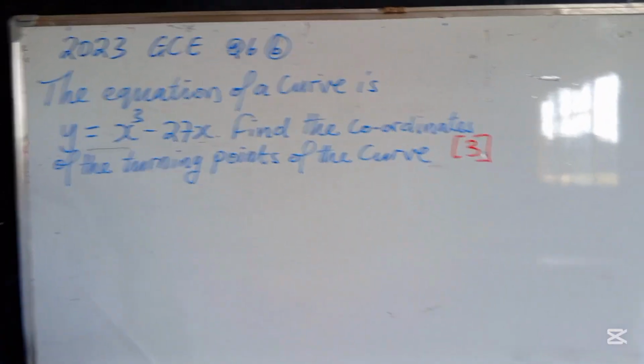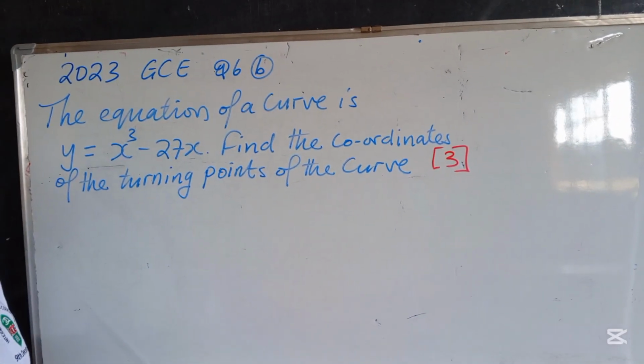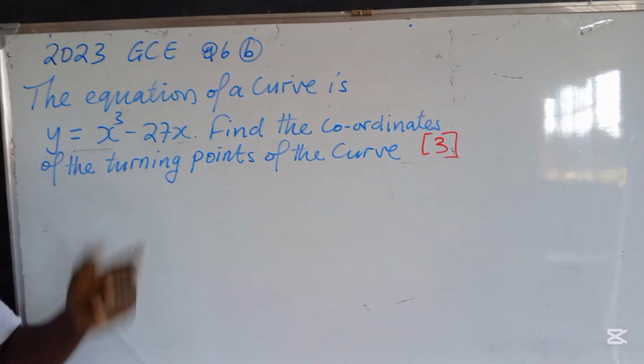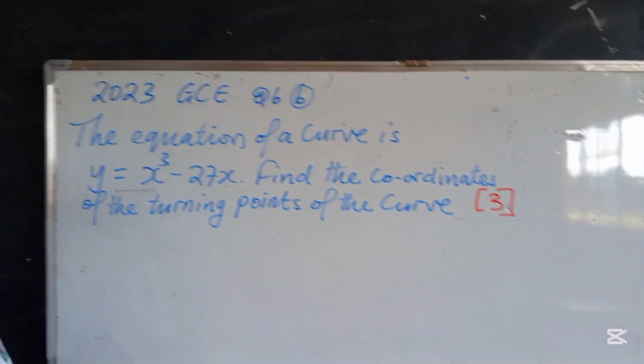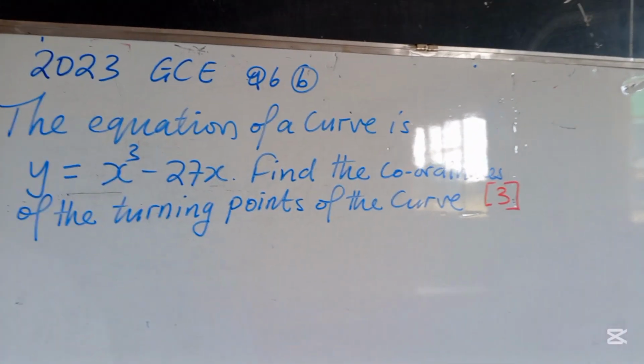This is the 2023 GCE question 6b. This is to do with calculus. They are saying the equation of the curve is this one. This is the equation of the curve. Find the coordinates of the turning points of the curve.